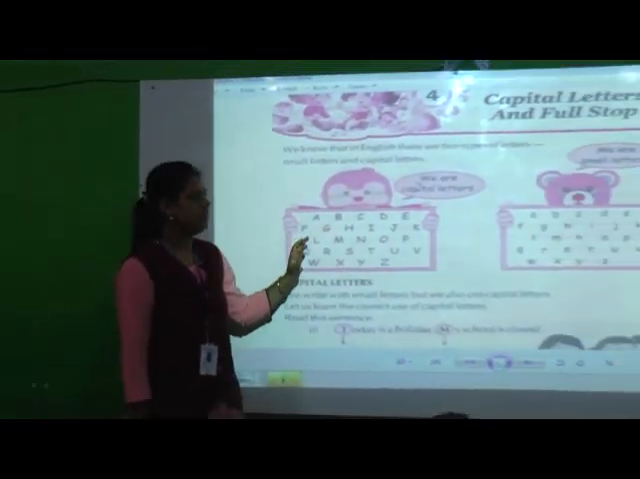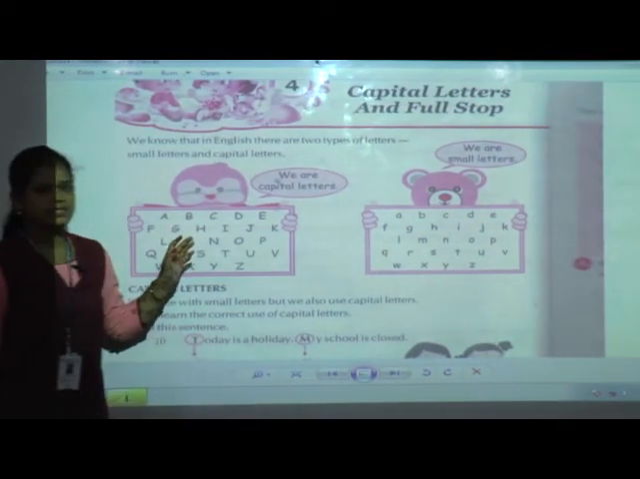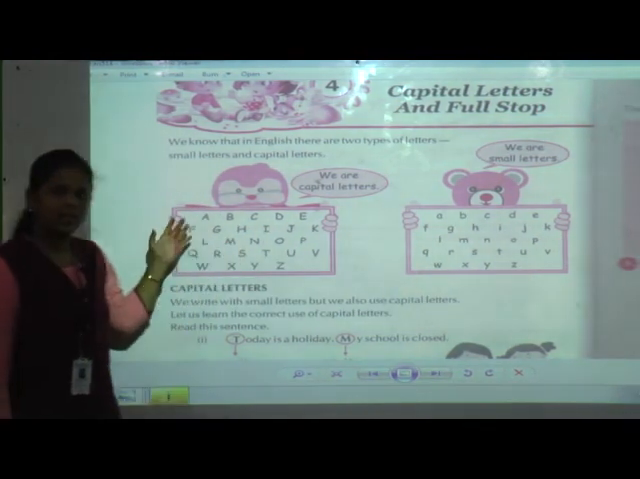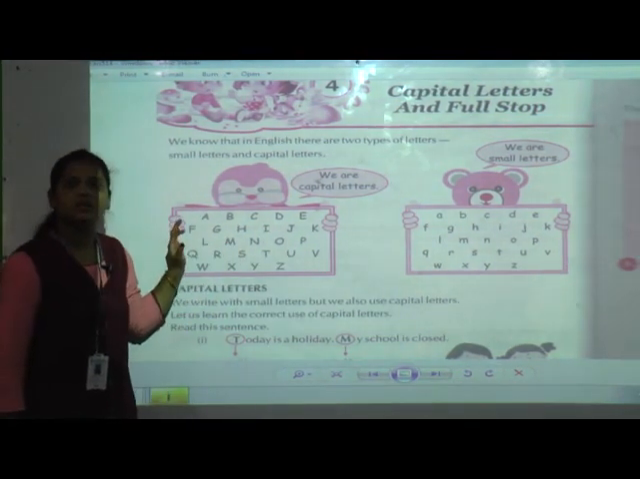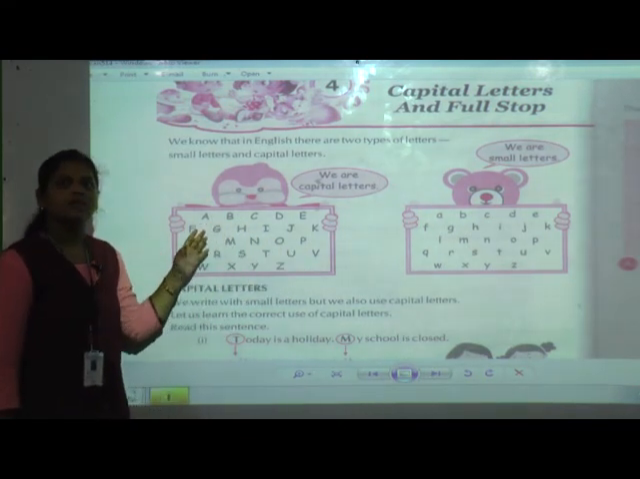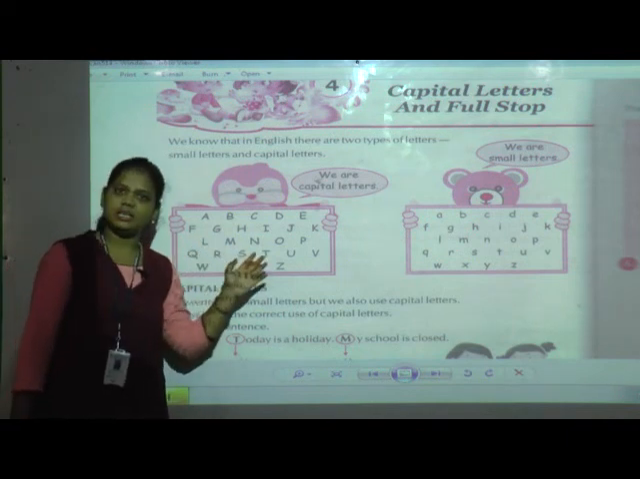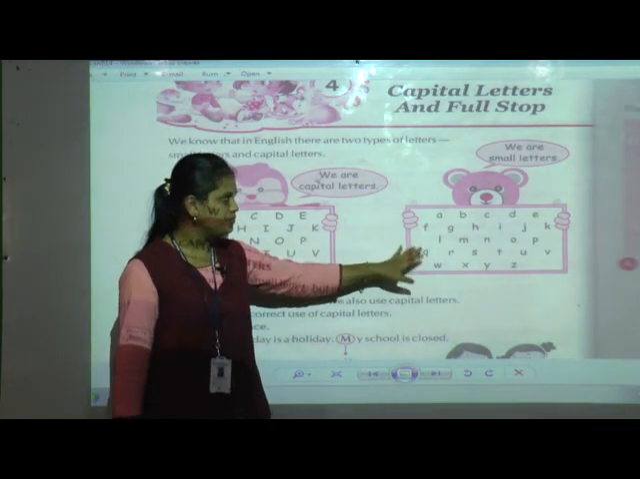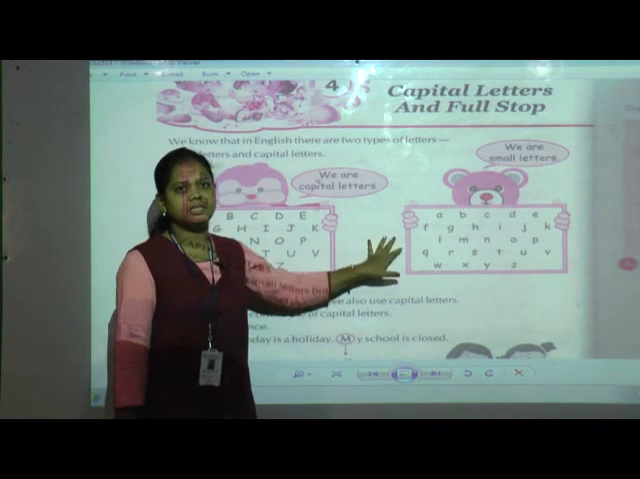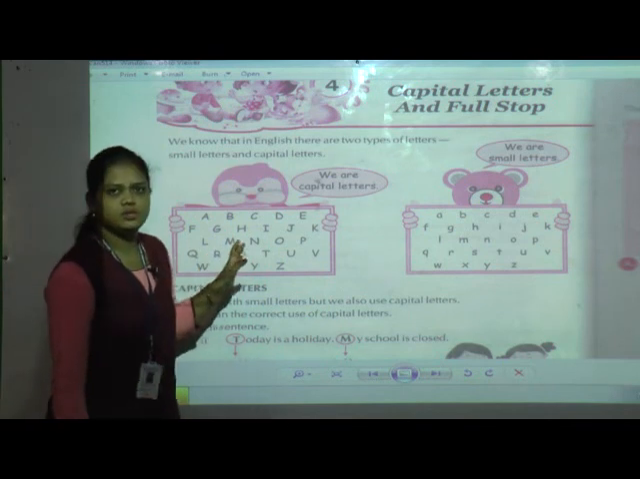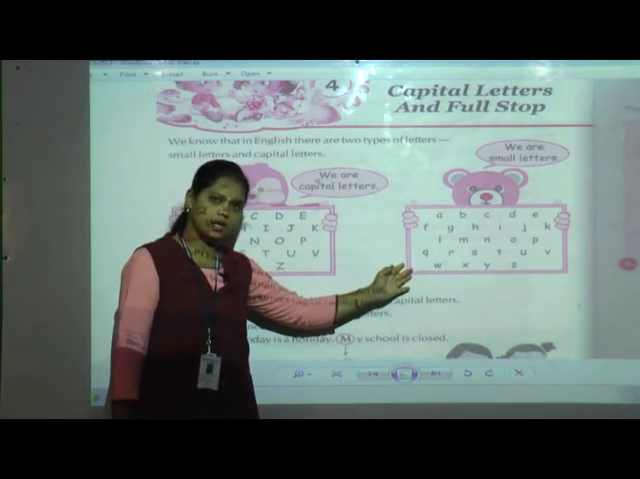See, in the last period we studied that there are two types of letters we can see. These are capital letters and small letters. In these letters there are 26 alphabets, or we can say letters. Now these capital letters along with the small letters, we use while forming a sentence.